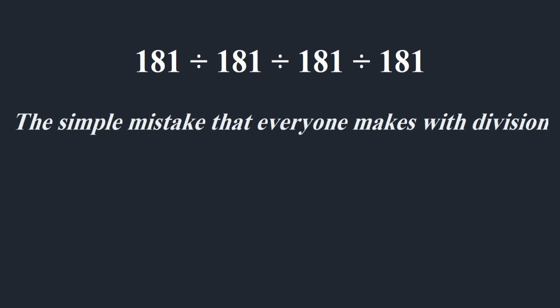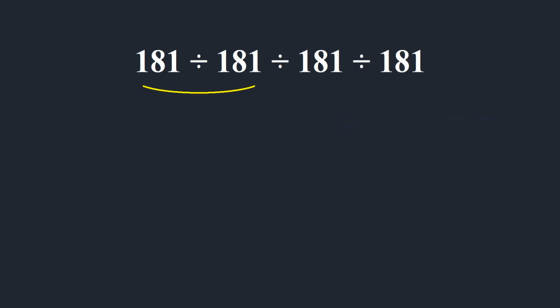Coming your way in this episode, 181 divided by 181, which equals 1, and 181 divided by 181 equals 1. Now we have this problem, 1 divided by 1, which equals 1. But this answer is not correct because according to the order of operations, we must do this division, then this division, and at last this division.